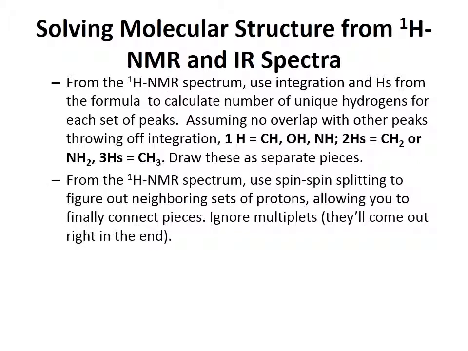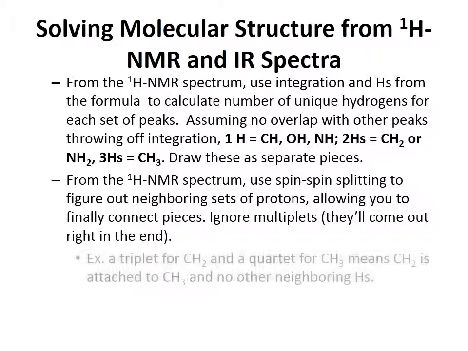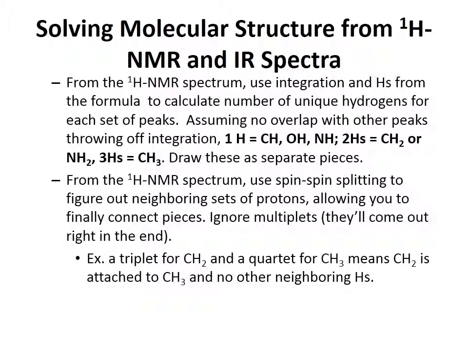From the proton NMR spectrum, use spin-spin splitting to figure out neighboring sets of protons, allowing you to finally connect pieces. You never connect the pieces unless you have splitting information to confirm they're connected to each other, that they're neighbors. Ignore multiplets. They'll come out right in the end. For example, a triplet for CH2 and a quartet for CH3 means that CH2 is connected or attached to CH3 and no other neighboring hydrogens.